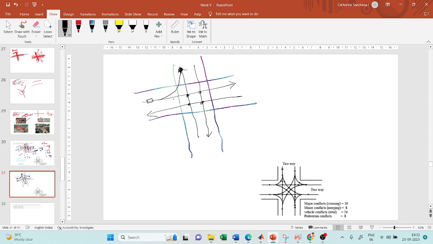Okay, either you can go straight or you can go left or you can go right, right? When you went left, you made this merging conflict. When you went straight, you made these two conflicting crossing conflicts. And when you go right, okay, here you will make a merging conflict, right? So here also you will make a merging conflict.